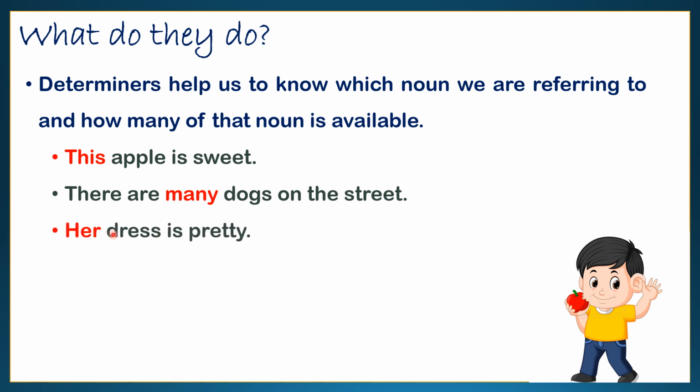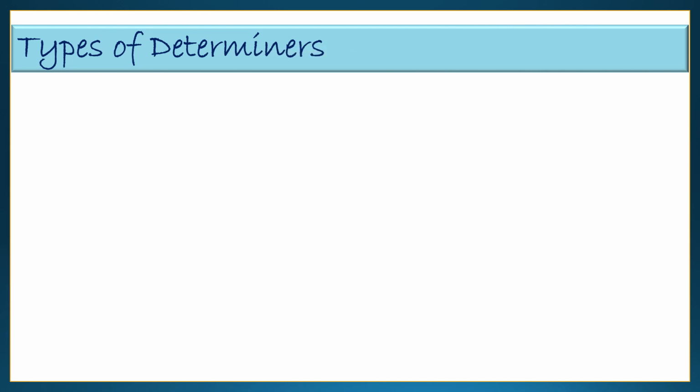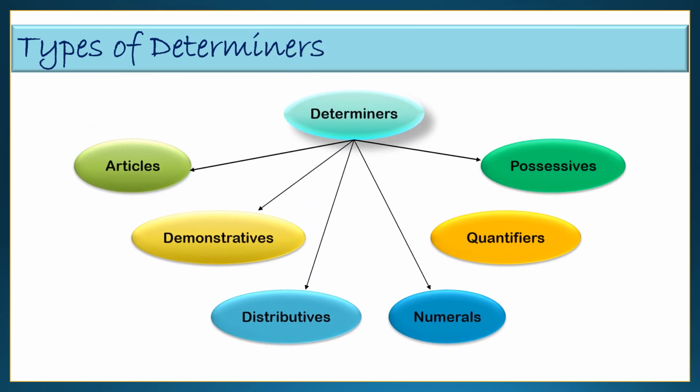Third example, her dress is pretty. So here the word her is a determiner, tells us which dress is pretty. Her dress is pretty. So dress is a noun, her is a determiner here. Now let us see types of determiners. So determiners are divided into the following categories.